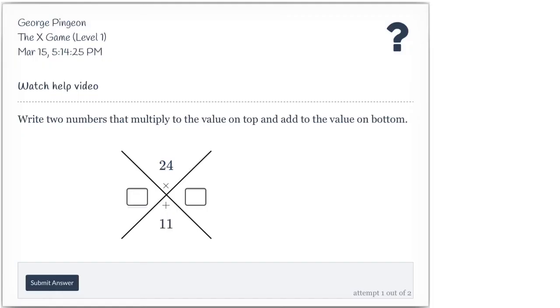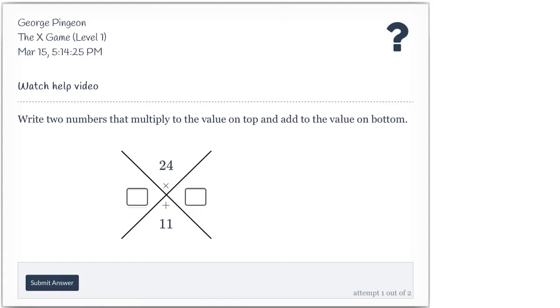assignment. So the X game, as the name implies, is like a game where you have a graphic organizer and you're looking for 2 numbers that multiply to the value on top and that add to the value on the bottom. So in this example, 2 numbers, multiply them together, you get 24, and add them together, you get 11.